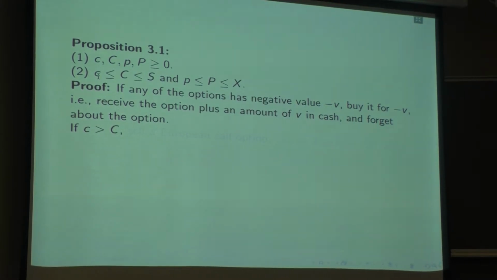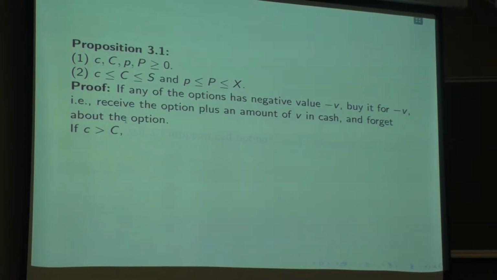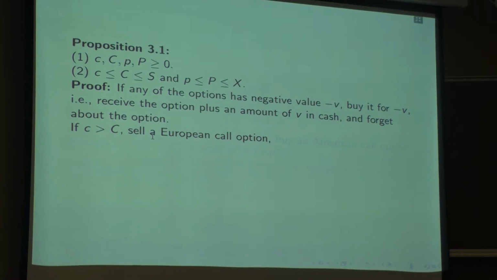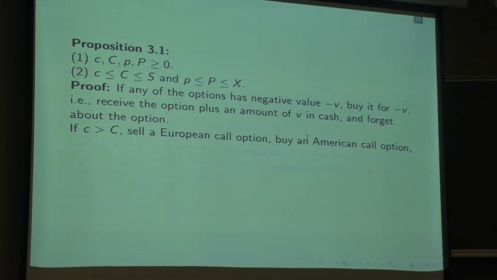So let's assume that this inequality over here is not happening. So in other words, little c is bigger than big C, and let's see if we can buy lunch. So what are we going to do? We have something here that looks too expensive. We sell it. We're going to sell a European call option. We just gave someone the right to buy the underlying asset at expiration for X, the strike price. And we're going to buy the corresponding American call option, which gives us the right to buy the same thing for the same strike price X anytime between now and expiration.